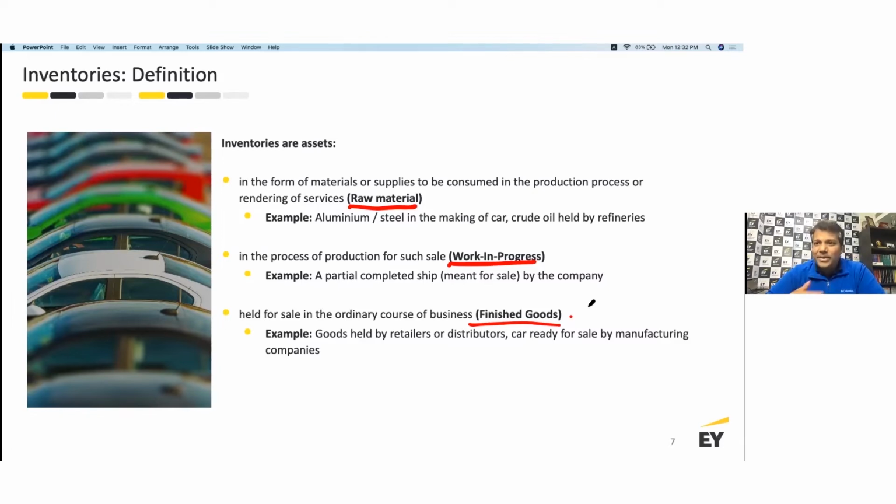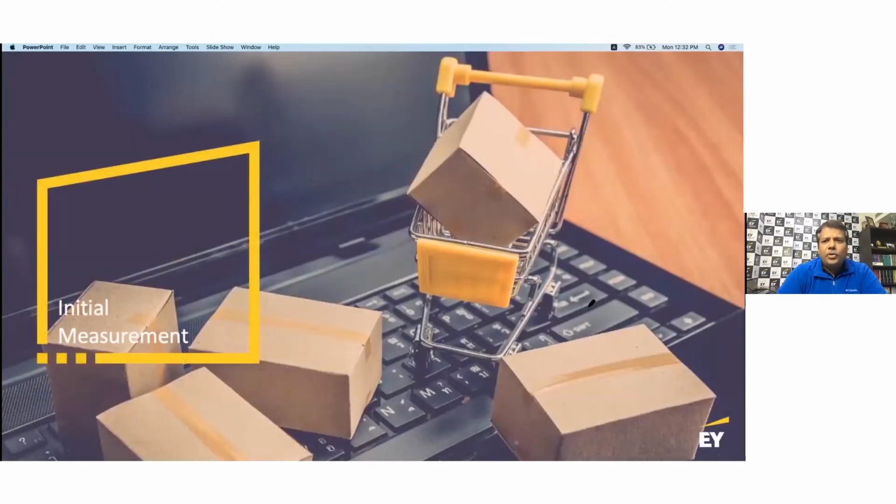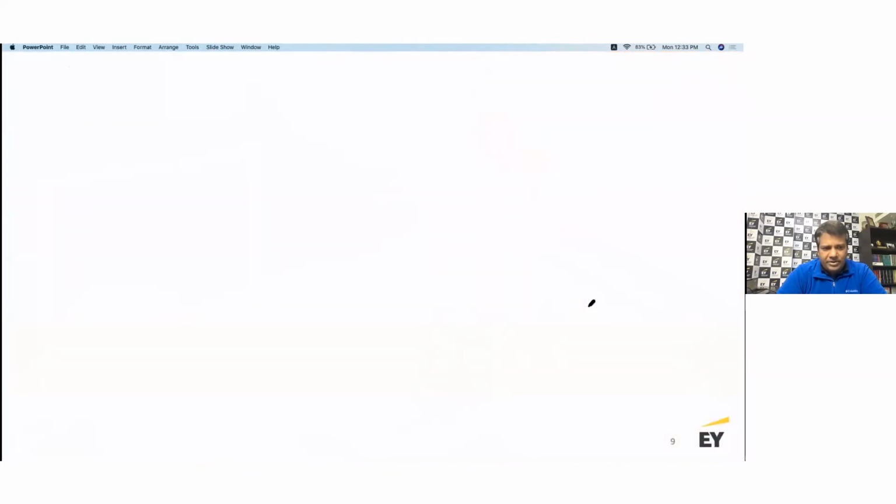If your business is only buying and selling raw material, that becomes finished goods from your own business environment perspective. So these are different types of inventories. Inventories are an asset class. How do you measure them? How do you do the initial measurement of inventory?